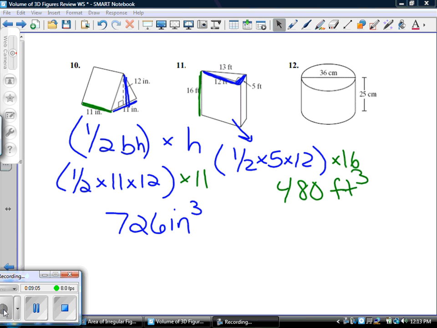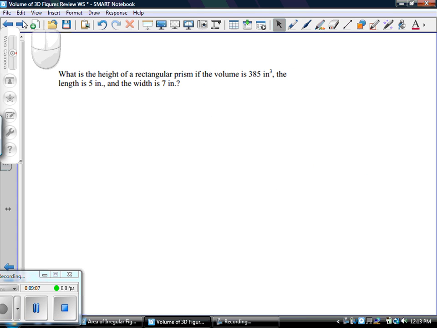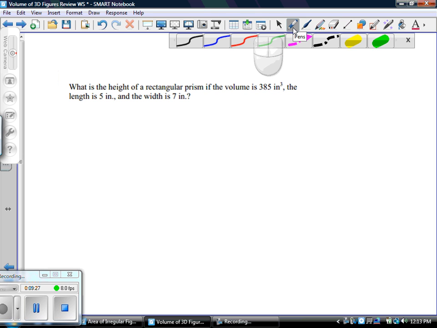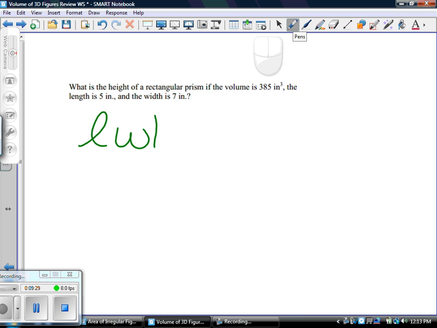So this next problem, it says, what is the height of a rectangular prism if the volume is 385 inches cubed? The length is 5 inches and the width is 7 inches. Well, in this case, we want to set up a formula or an equation that will help us solve for that missing height. I know that for a rectangular prism, to get the volume, it's length times width times height, and that gives me the volume.